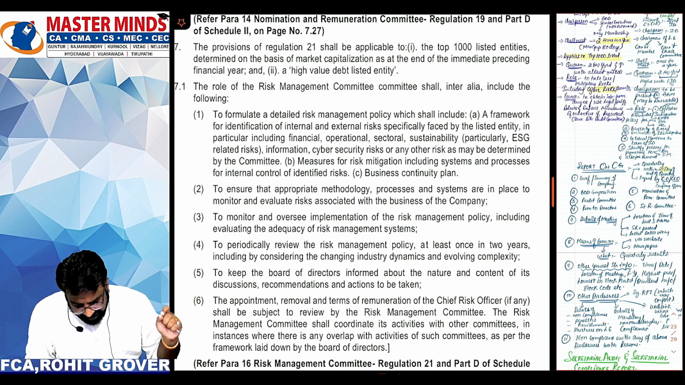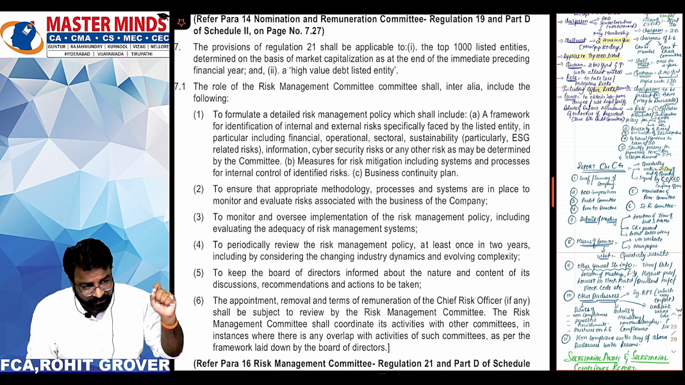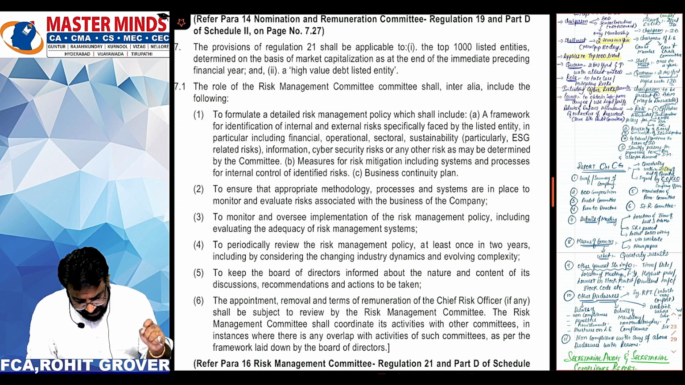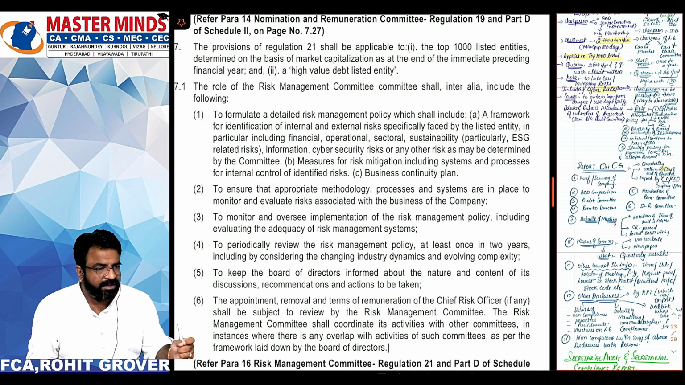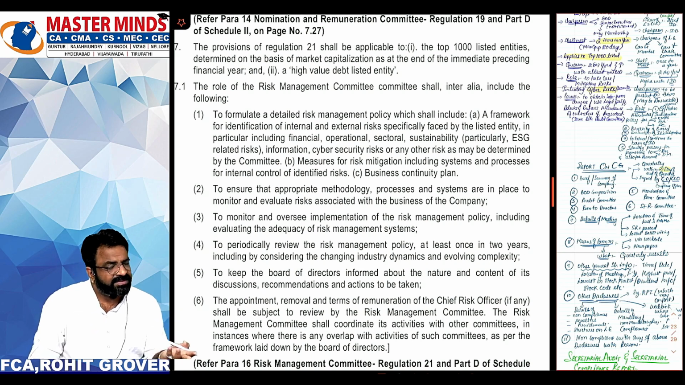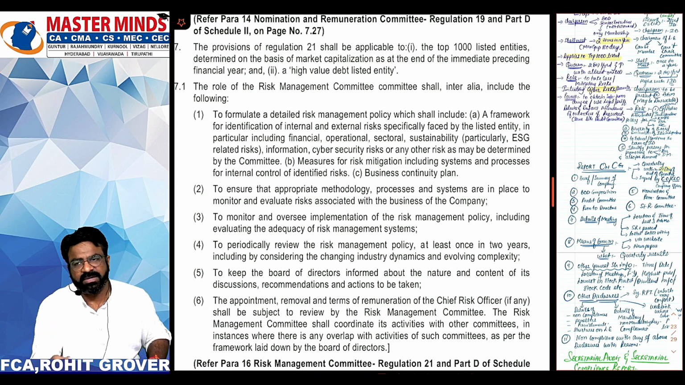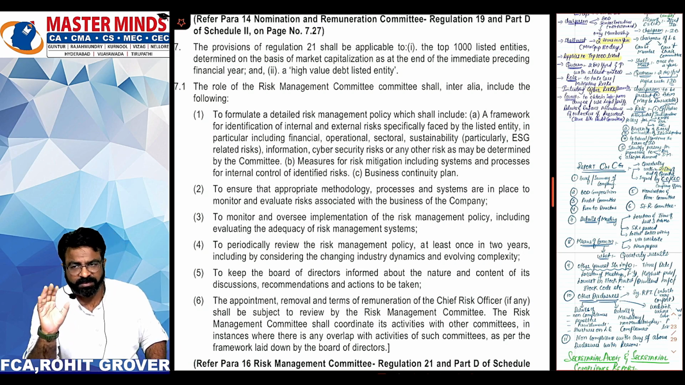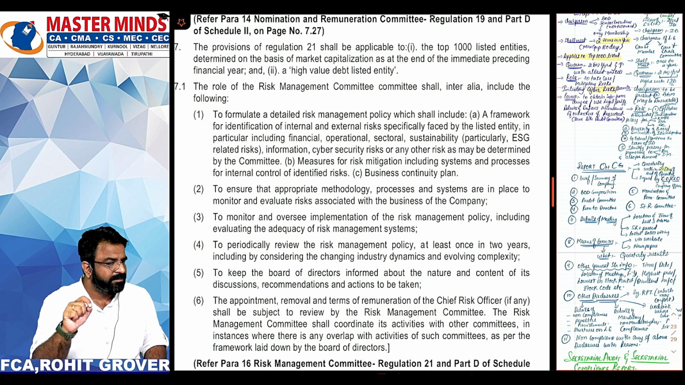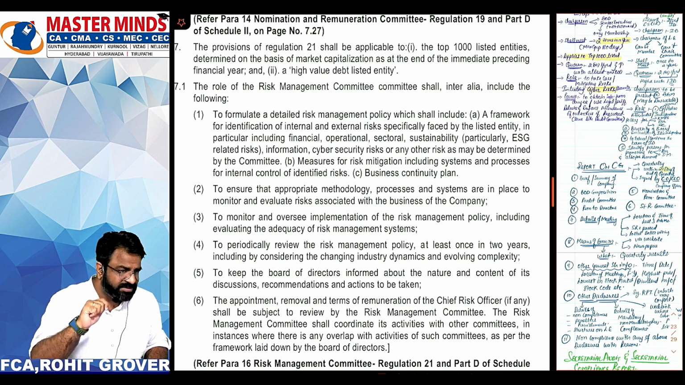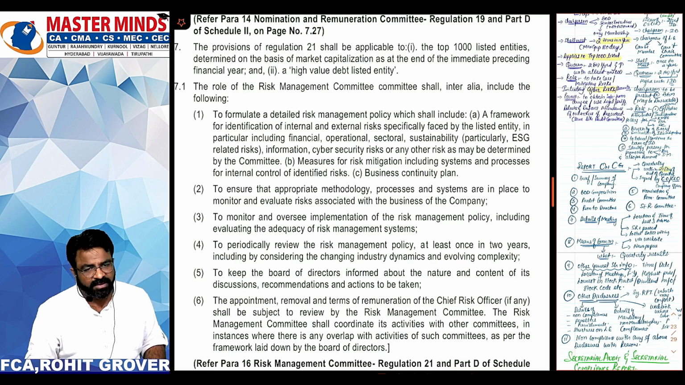To periodically review the risk management policy at least once in what? 2 years, including by considering the changing industry dynamics and evolving complexity. It means it's like a simple thing. Just say internal control system, I told you 5 components. Do you remember 5 components? Control environment, monitoring, risk assessment process, information communication system. Like that, they are also saying that we will review our policy once in every 2 years.